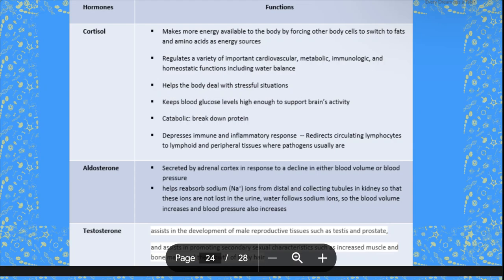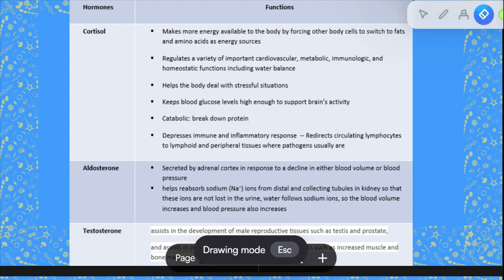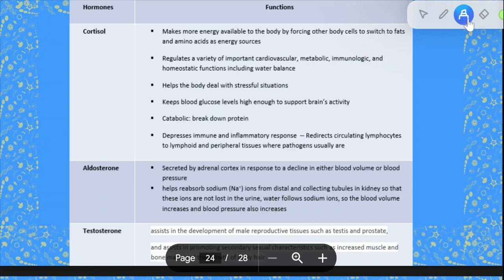So what does cortisol do? First of all, it makes more energy available to the body by forcing other body cells to switch to fats and amino acids as energy sources. It regulates a variety of important cardiovascular, metabolic, immunologic, and homeostatic functions, including regulating water balance. It also helps the body deal with stressful situations and keeps the blood glucose levels high enough to support the brain's activity.